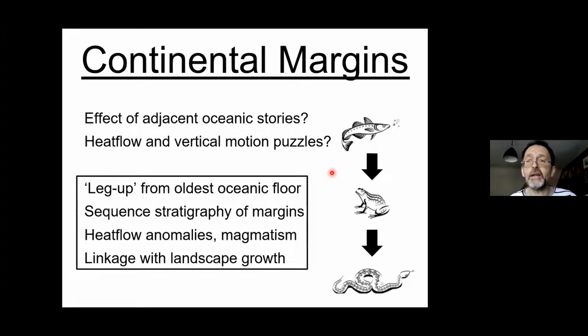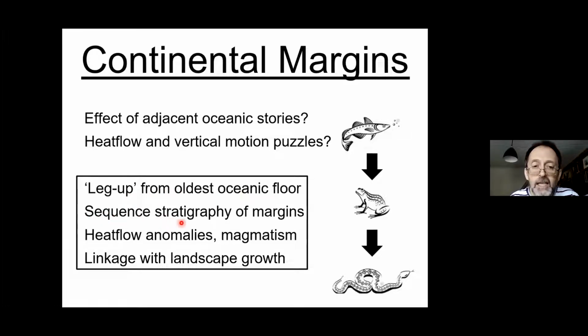So what I really want to talk about is the way in which what you see in the oceans helps to interpret what happens on adjacent continental passive margins. Now, the continents are much more complicated in terms of vertical motions than the oceans, but you can use the oldest ocean floor that sits against continental margins to give you what we call in English informally a leg up, or a guide to what's going on.